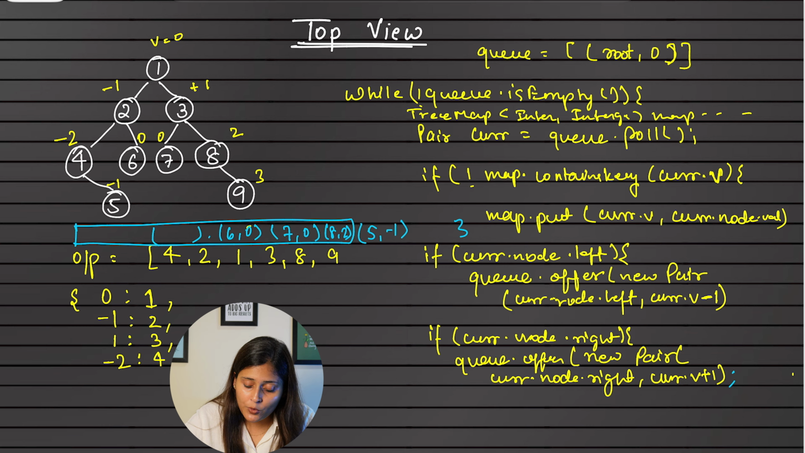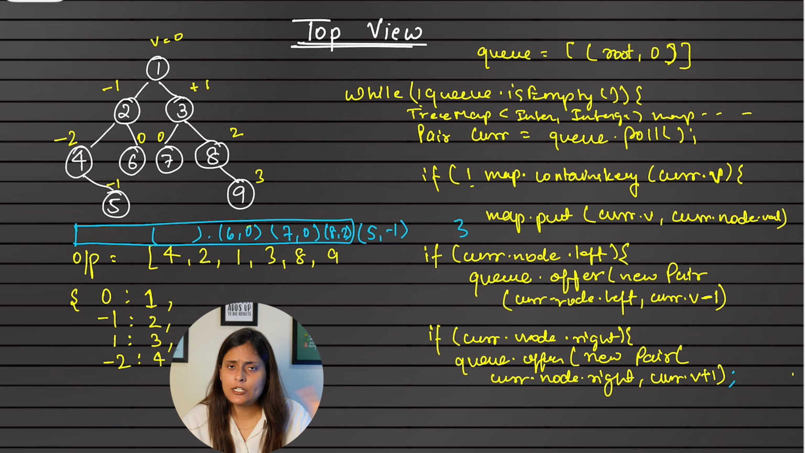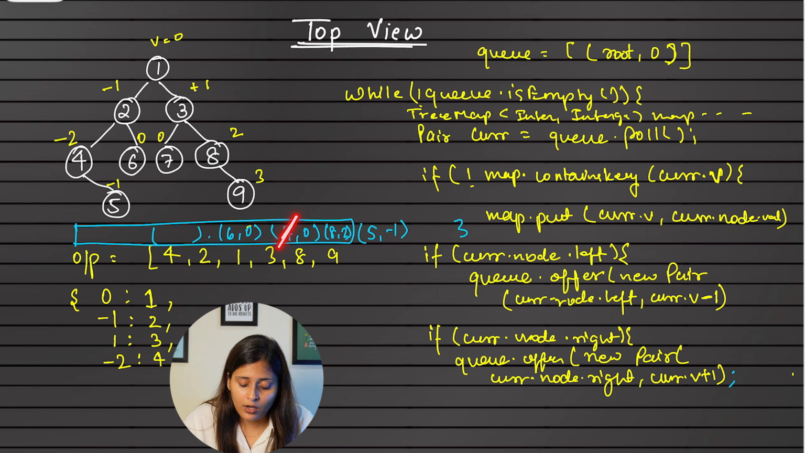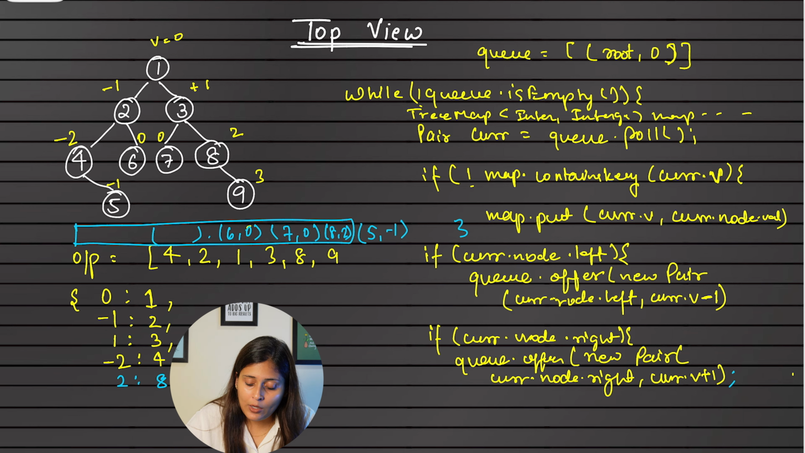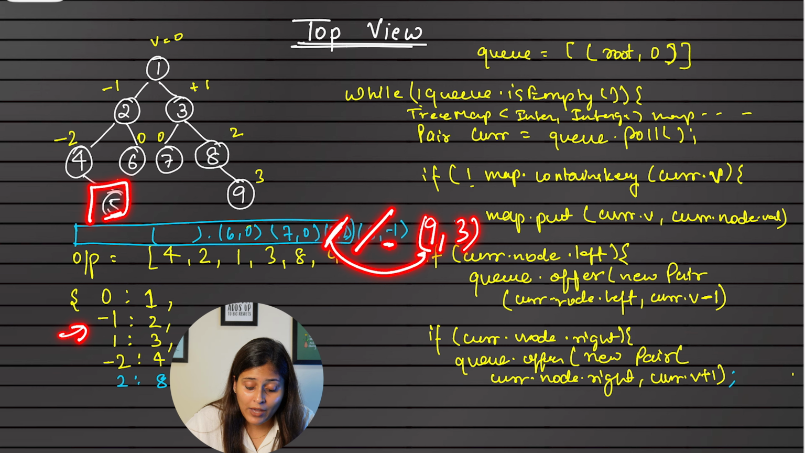Okay. Now what we'll do, we'll pop 6 as shown. 6's vertex is 0, which is already visited, so we'll not save. Now 7's vertex is also 0, will not save. 8's vertex is 2, so 2 has not been inserted, so for 2 we will insert 8. Okay. Now 8 will also pop, and its child 9 will insert with vertex 3. Now when we pop 5, minus 1 has already been there, so 5 will not get inserted because 5 will be hidden by 2. Okay.